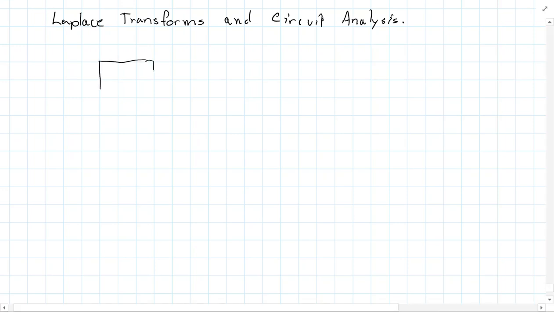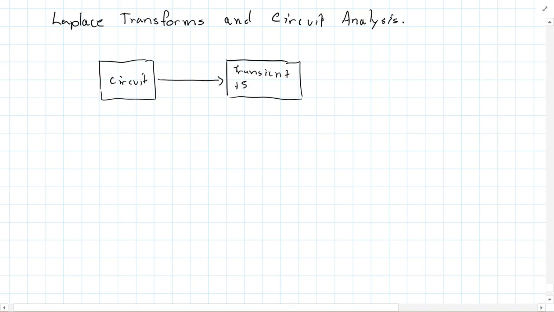We have a circuit, and we're wanting to get to the transient plus steady state response. And remember, if we're going down this path, we have a differential equation that we need to solve. So we have a differential equation we have to solve. We're going to go from a circuit to a transient and steady state.